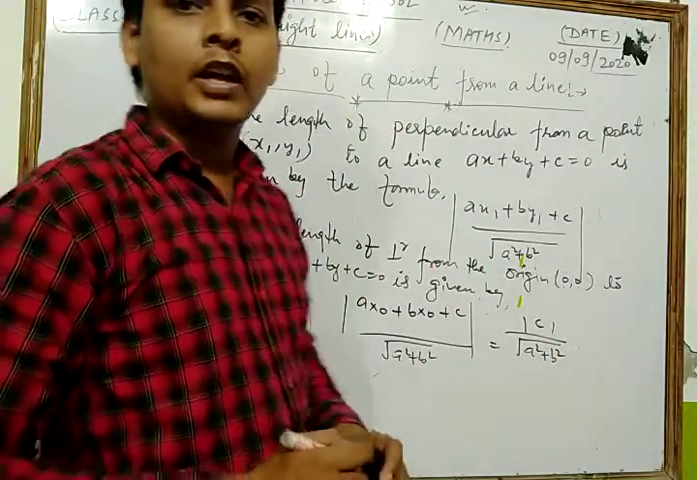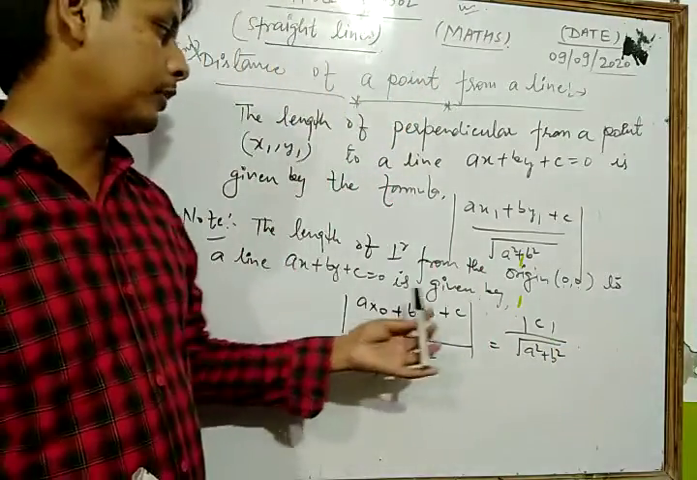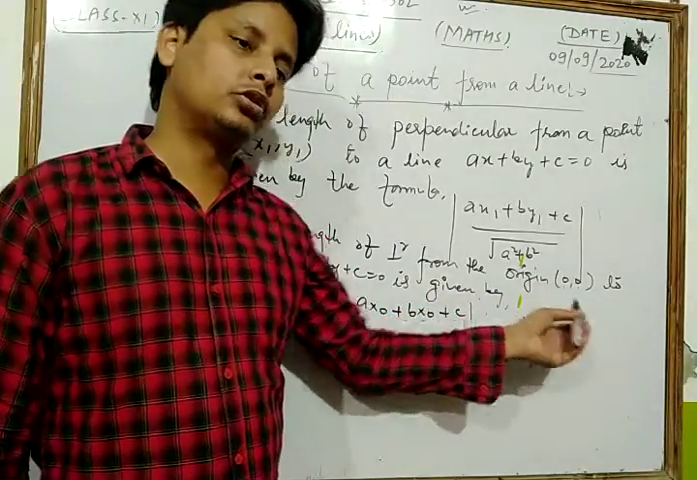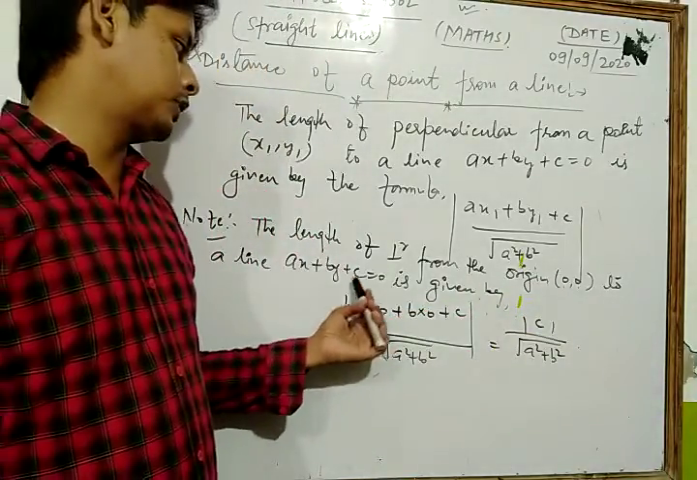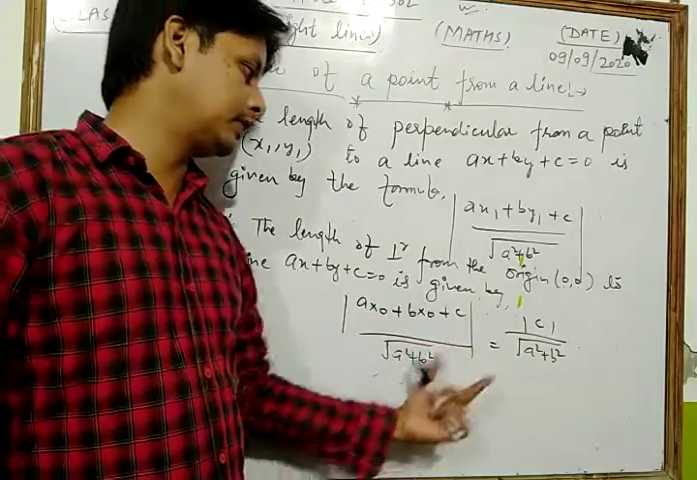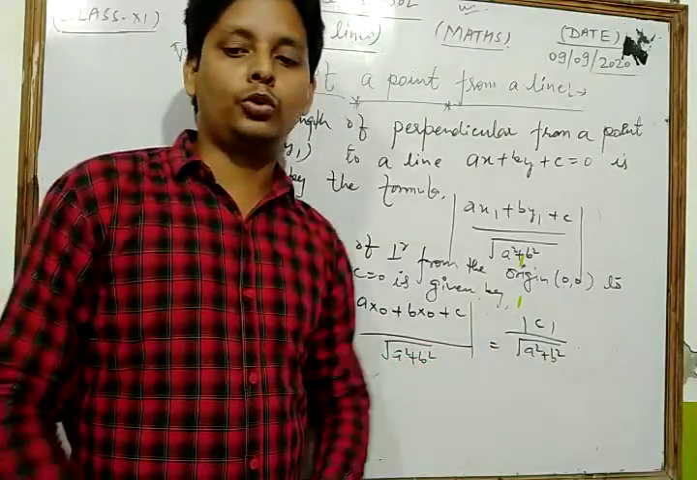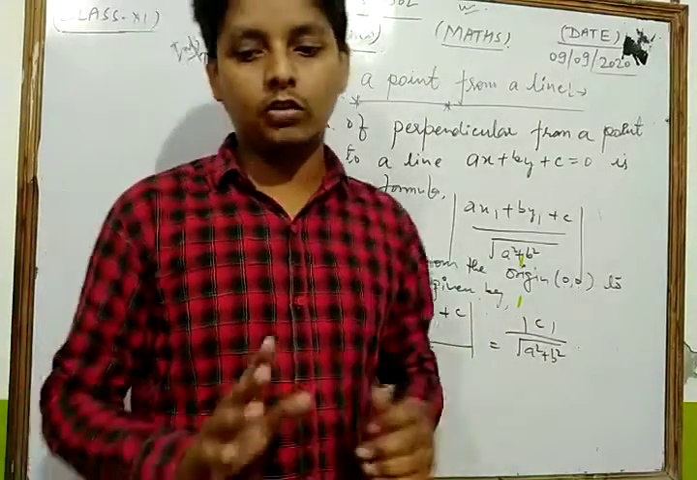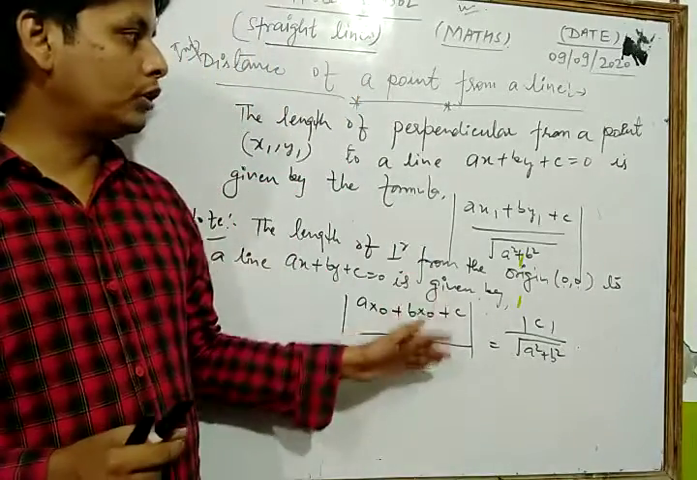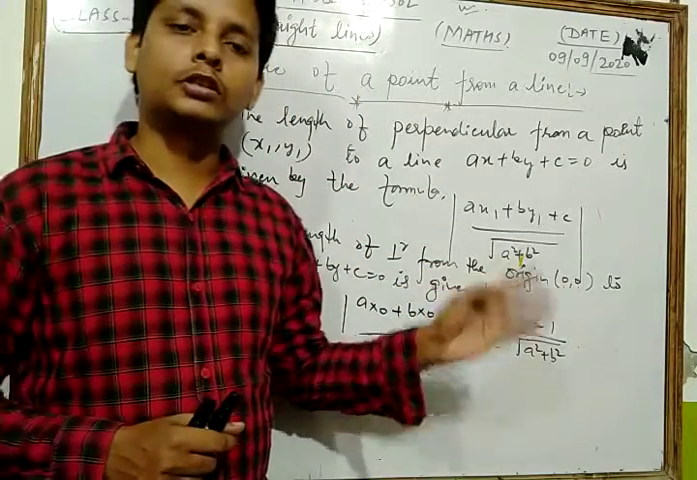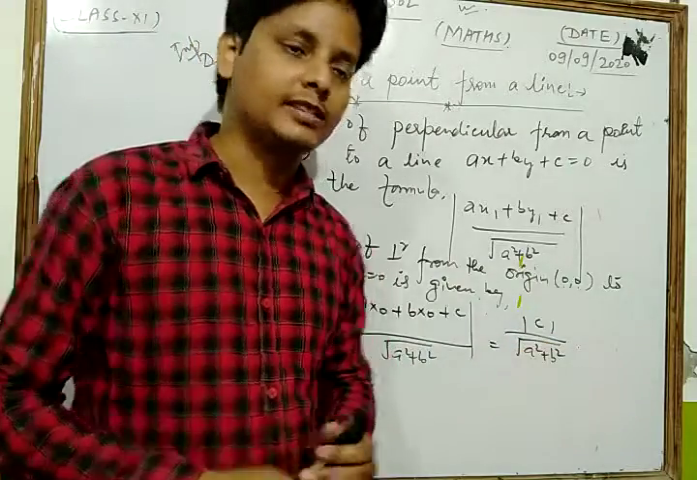So dear students, this is the formula for the length of the perpendicular from the origin (0, 0) to a line ax plus by plus c is equal to 0: mod of c upon under root a square plus b square. So this is the concept of this topic. Now we take and solve some questions based on these topics.